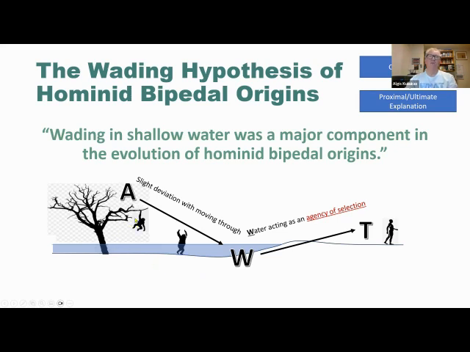If we moved down from the trees and then started moving through water, or if we originally moved through swampy forests, so there was a wading and climbing component, either way, that works for me. But clearly today, we don't do a lot of wading. We are terrestrial bipeds. So this is the model that needs explanation. We have an observation and we have an explanation.